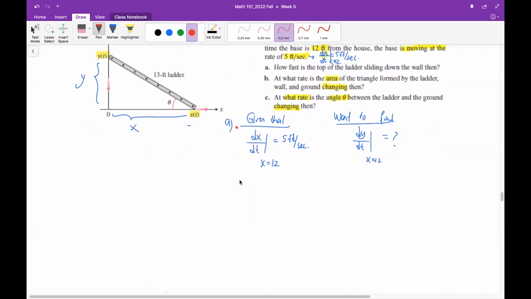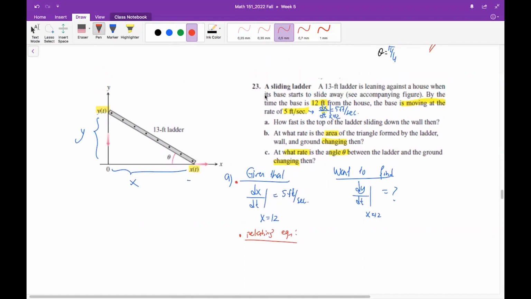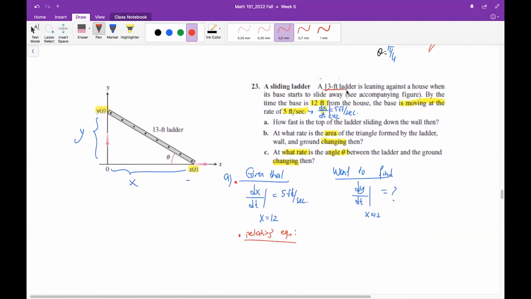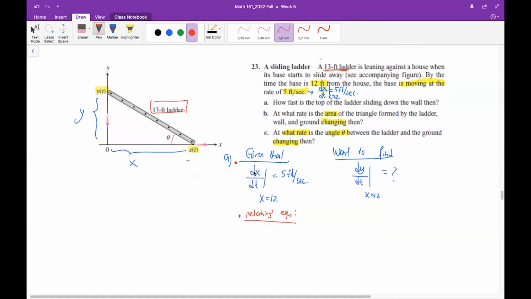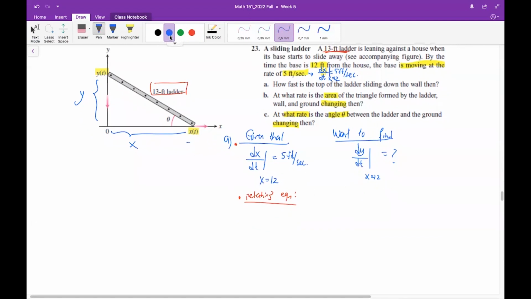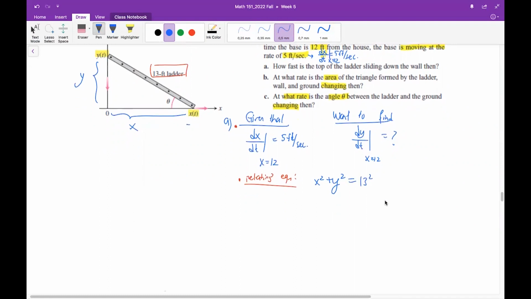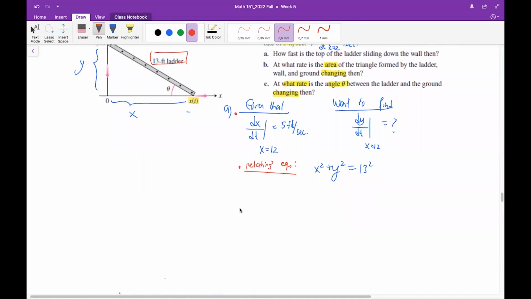Step 1 handled. Step 2, we need to find a relating equation. How do you relate x and y? By the way, since the length of the ladder is fixed, it is not changing in time, you can safely insert 13 for this quantity. And the relating equation will come from the Pythagorean identity, which is well known by all of you, right? x squared plus y squared equals 13 squared.